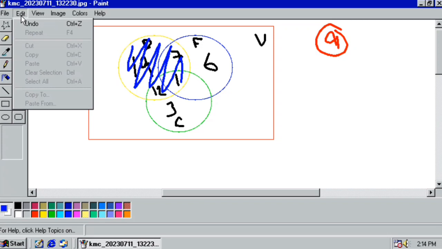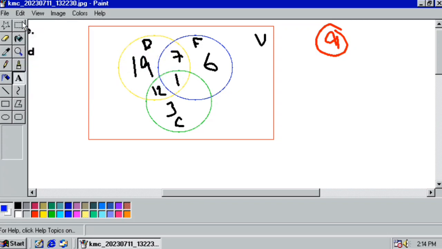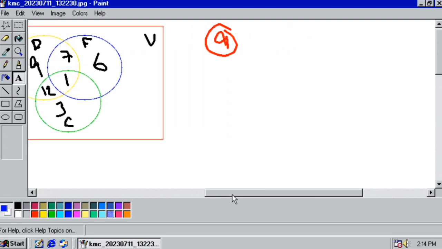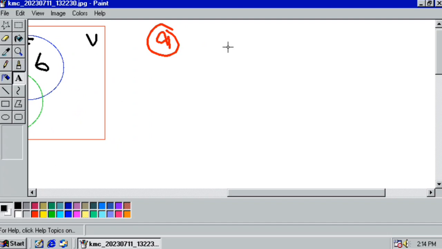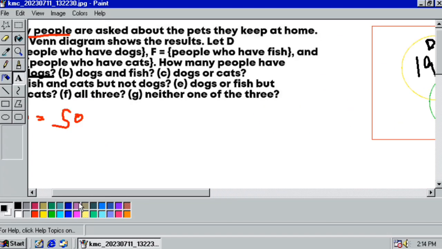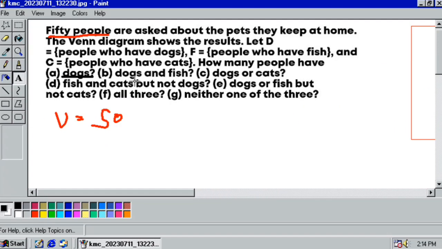To find how many people have dogs, let's add them. 12 plus 1 is 13, 13 plus 7 is 20, 20 plus 19 is 39. So the number of dogs, or set D, has 39. So there are 39 dogs. Now, next we're looking for dogs and fish.